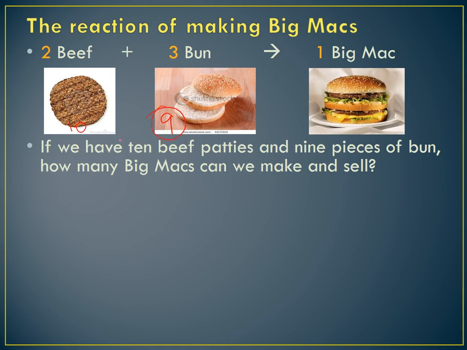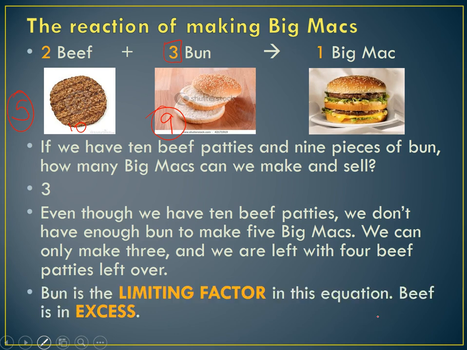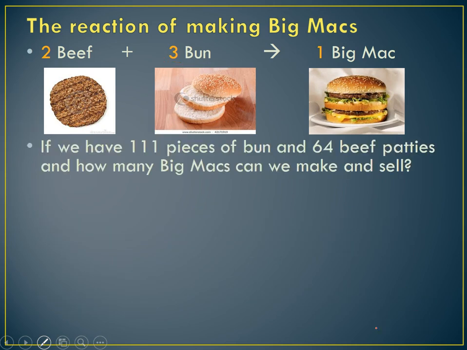Well, I've got 9 pieces of bun. I need 3 for each of those, so I'm only going to be able to make 3 from the bun, and I'm going to be able to make 5 from the beef. Well, this is going to be my limiting factor, so we're only going to make 3 Big Macs. Even though we have 10 beef patties, we don't have enough bun to make 5 Big Macs. So in this case, our bun is the limiting factor, and our beef is in excess. This all seems kind of crazy, but just run with it for a little bit.